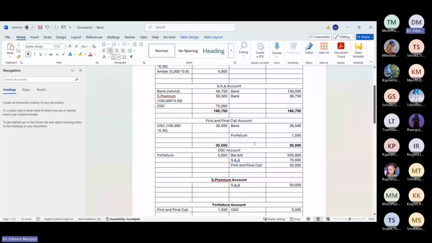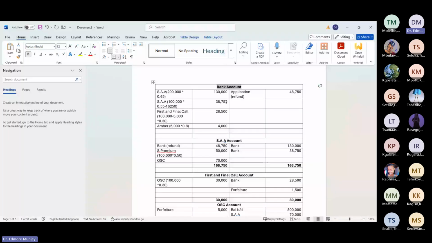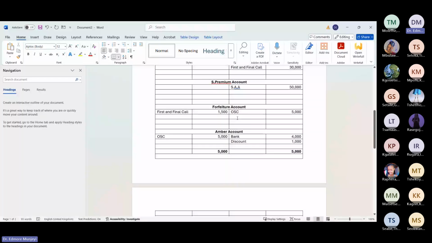So it's not about just saying, okay, fine. What happened is that Ember received the 5,000 value of shares, but paid 4,000 instead of 5,000. Which means the company issued them at a discount. That's the explanation that we need. We need a lay person or a novice to understand what we are talking about.